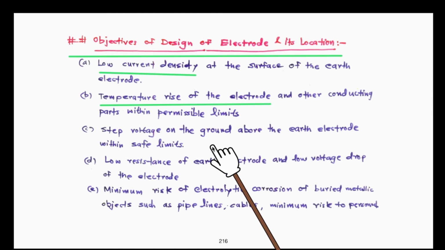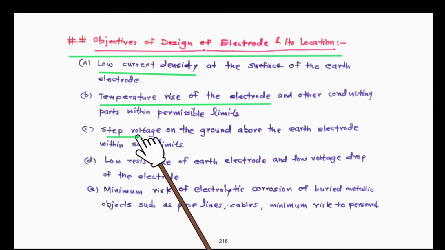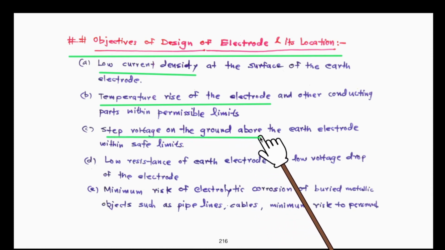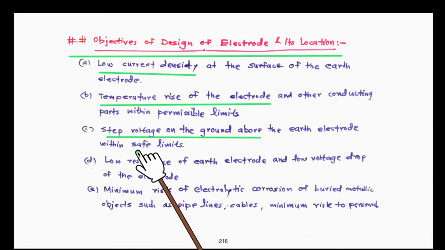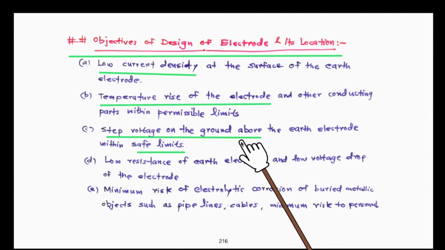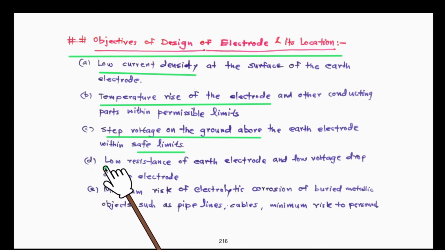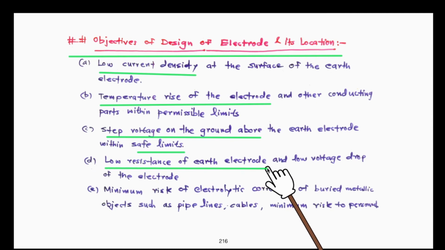And next, the step potential on the ground above the earth electrode should be within the safe limit. That is what we mentioned during the remedial measures. Similarly, the touch potential should be within the specified limit, and the earth electrode should have low resistance, right? Remember that whatever material we use as an earth electrode for connecting a DC circuit with the earth surface, in order to make DC current flow through the earth.